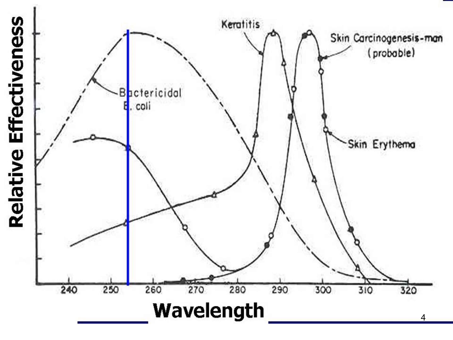The blue line marks 254 nanometers, the wavelength that has the most effective bactericidal effect on E. coli, used as a surrogate test organism.